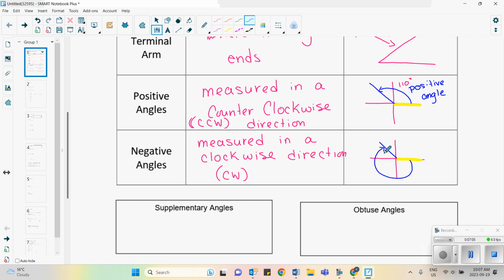So we said positively this part is 110. So what is it negative? Negative 250. Because what do we know the measure is on a circle? 360, right? So if you're going 110 in the counterclockwise direction, same measure, negative 250.